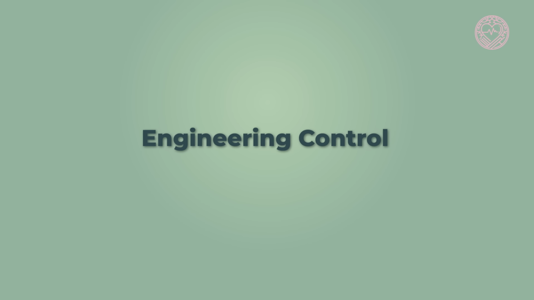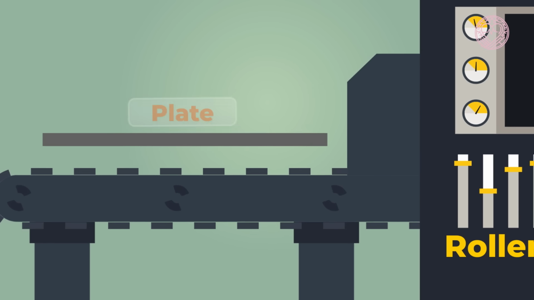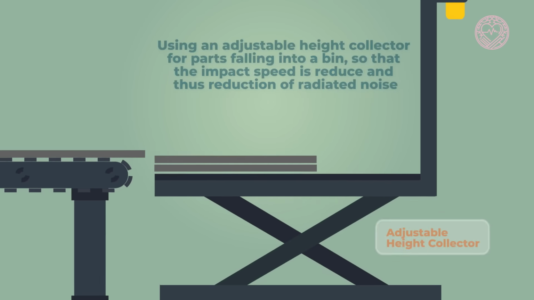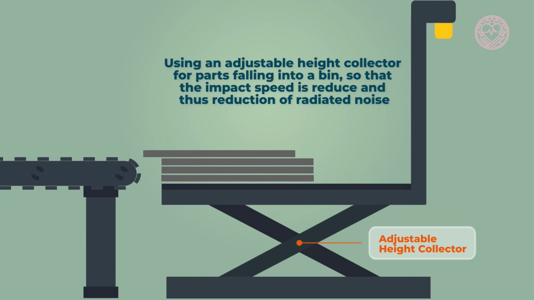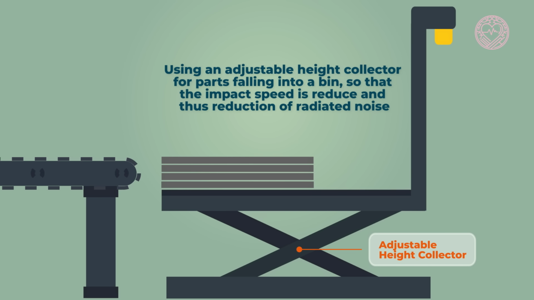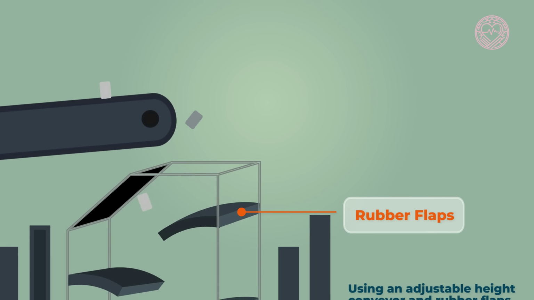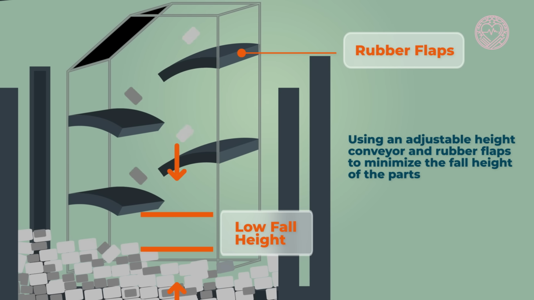Engineering control. Reduction of mechanical shock between parts. Using an adjustable height collector for parts falling into a bin so that the impact speed is reduced and thus the radiated noise is reduced. Use an adjustable height conveyor and rubber flaps to minimize the fall height of the parts.